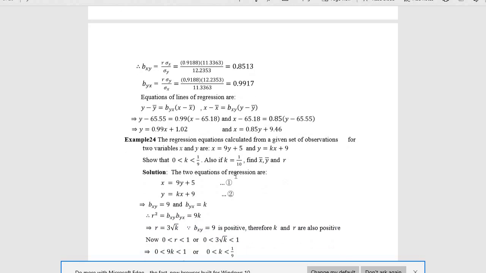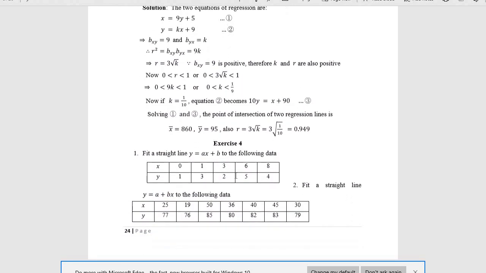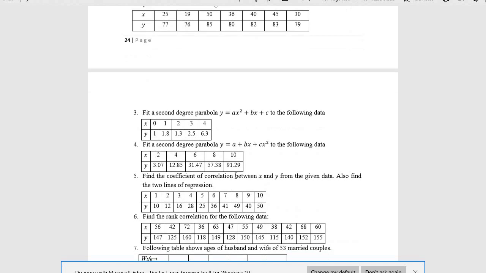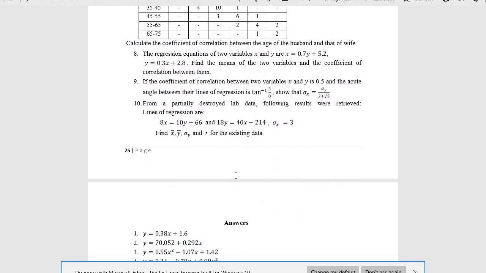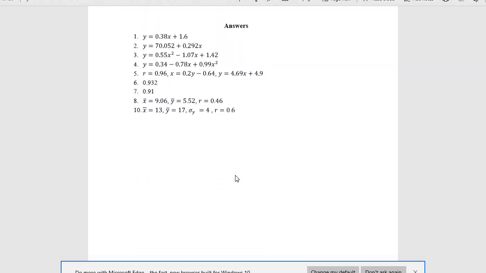And here, what is correlation? What is regression? What is rank correlation? We also discussed these in this class. This is the part of unit 4.